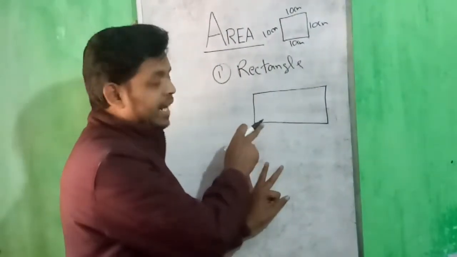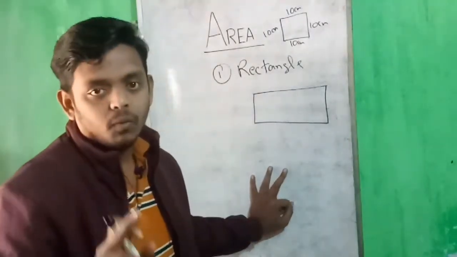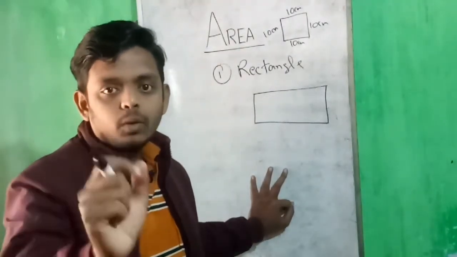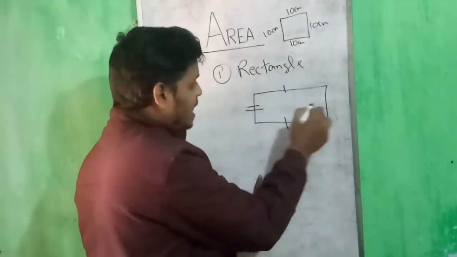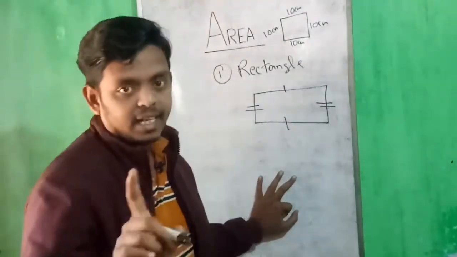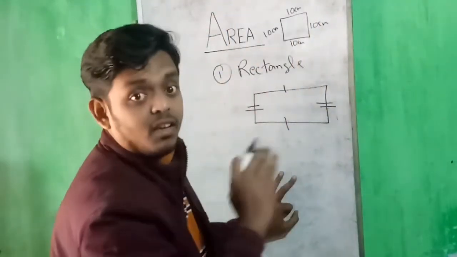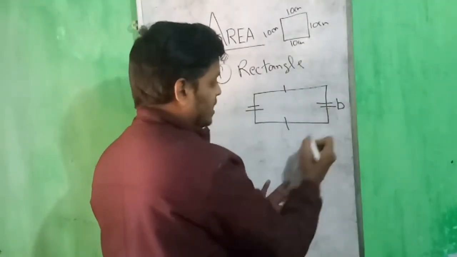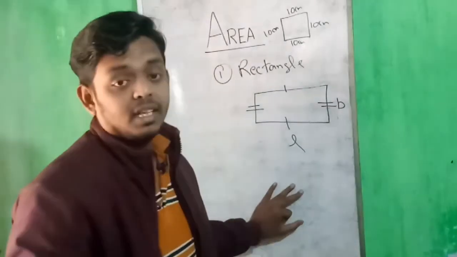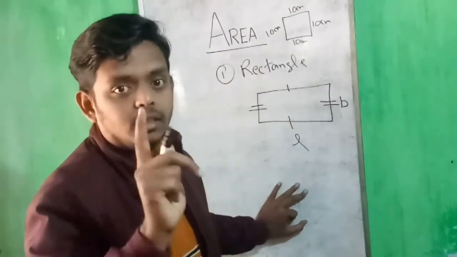So now we are going to discuss the area of a rectangle. I have made a rectangle shape here. This is a rectangle, and in a rectangle you can notice this side and this side will be the same, and this side and this side will be the same. In a rectangle, the opposite sides will be the same. This one is known as breadth, and this one is known as length. The longer one is the length, and the shorter one is the breadth.